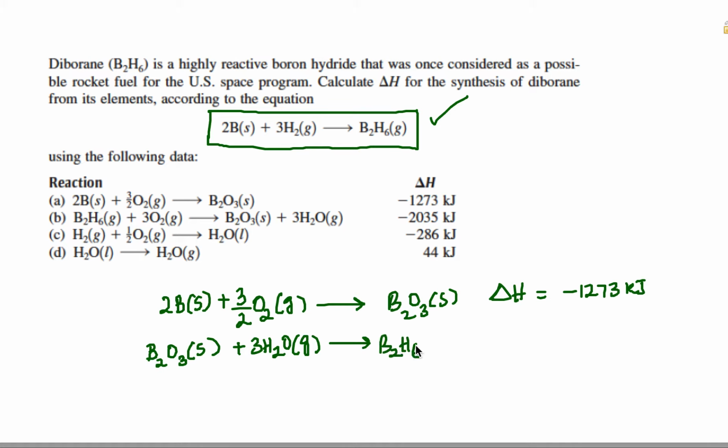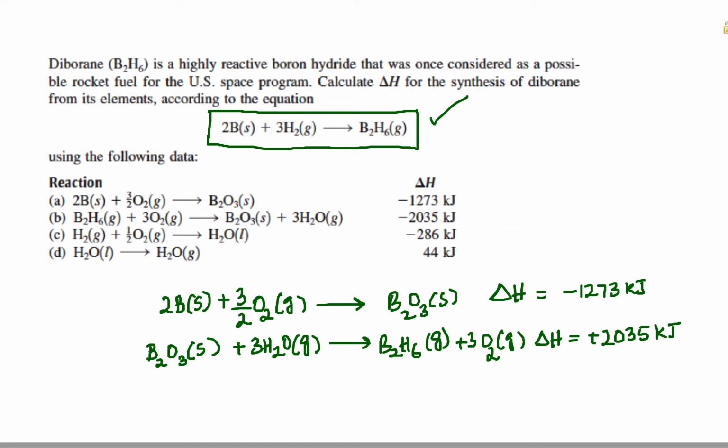B2H6 gas. Now the product is taken care of with the second data equation, plus 3 oxygen gas. Delta H: as we have reversed the data equation, we must change the sign from negative to positive. That gives positive 2035 kilojoules.